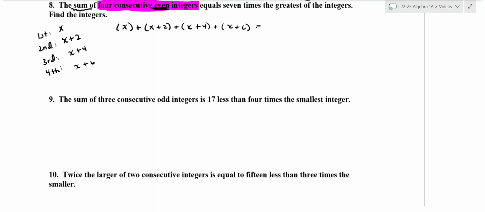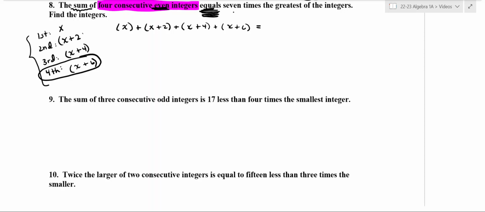plus the four numbers, equals 7 times the greatest of the integers. Out of these 4 integers, which one is the greatest? The greatest is the biggest one, the largest one, so that's going to be this one, x plus 6.